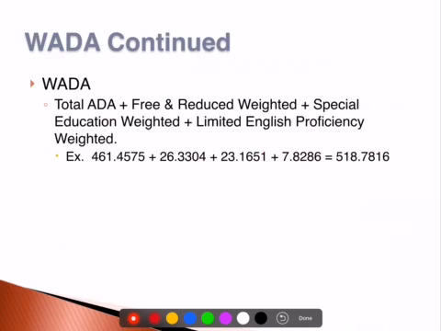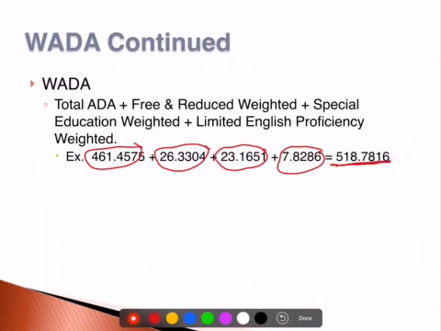At the end, what you do is you add all of those numbers up. So you have your regular term ADA, and your summer, where regular term includes the summer school, which is your total ADA. Then you add your free and reduced, your special education, and your LEP. And you end up with a total which is usually higher than your enrollment, which in this case was 500 students.